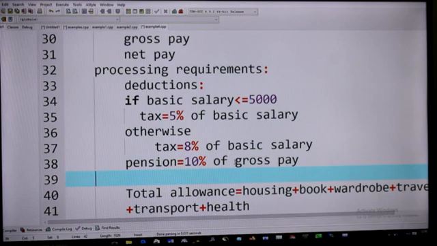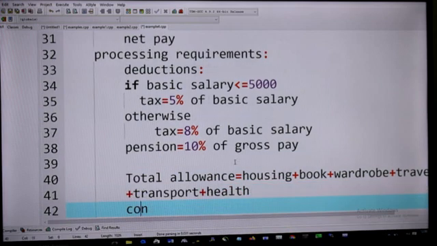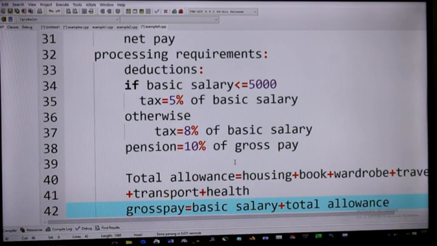Now, if you want to know the gross pay, how we are going to know the gross pay is that gross pay equals basic salary plus total allowance. We are going to add this one together. Basic salary and total allowance, we are going to add them together.